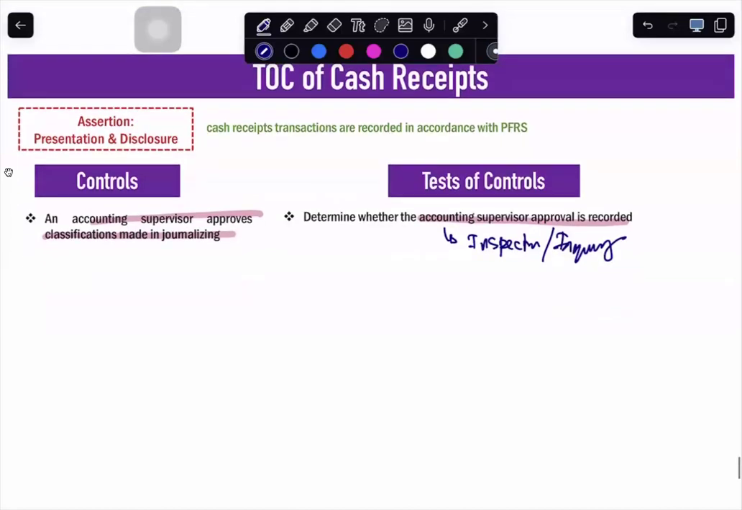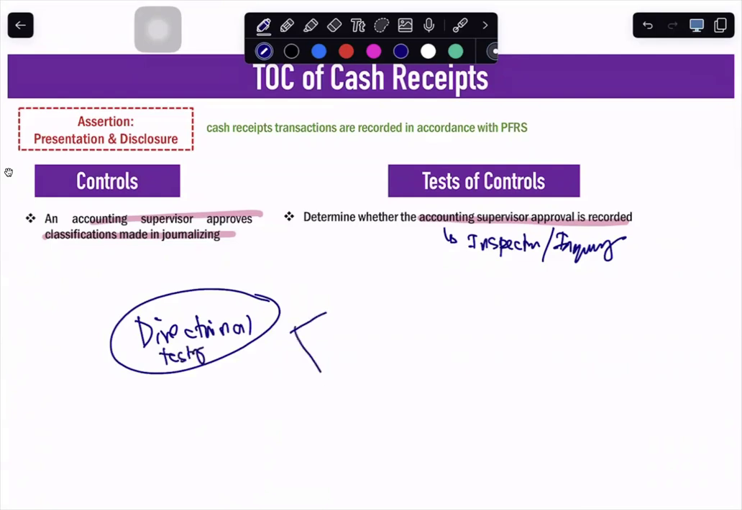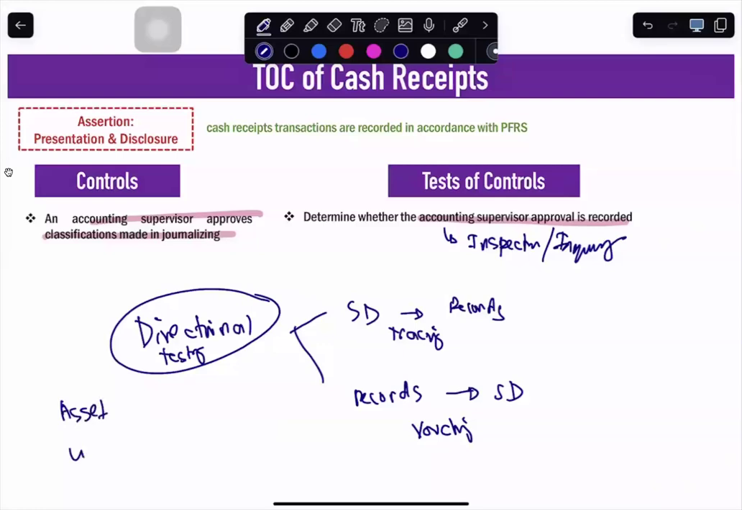Okay? So again, mostly for your TOC, you determine or we focus on our directional testing. So whenever we say directional testing, that is either from your source document to your records or from your records to your source document. If that is from source document, we call it your tracing. If that is records to source document, we call it your vouching. And normally, the main assertion depends whether it is asset or liability. For asset, our main assertion is existence. And for liability, our main assertion is completeness.